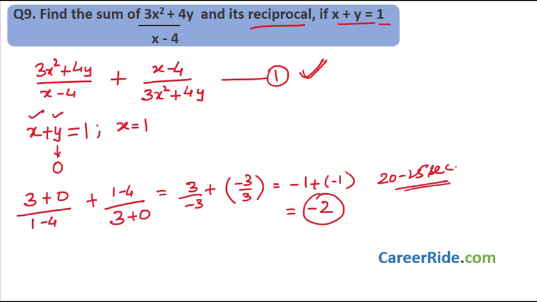Because right now I was explaining the things to you, otherwise I would have straight away started from this step, right? So I hope you have understood it. If there is any difficulty, you can pause the video here and take a good look, okay? Let's move on to the next one now.